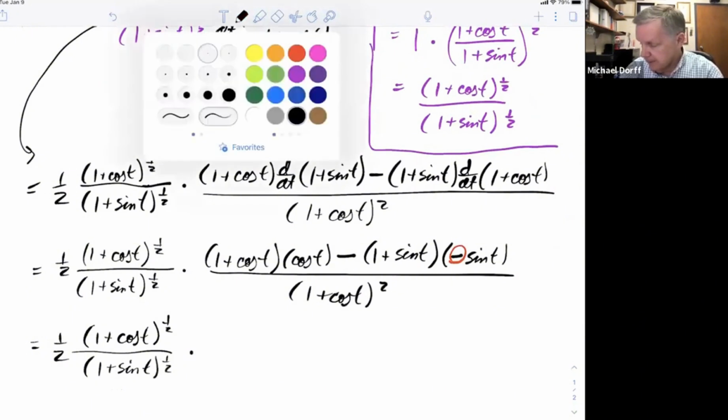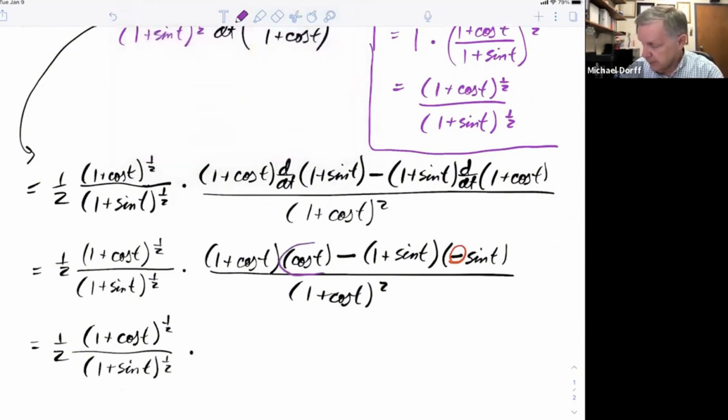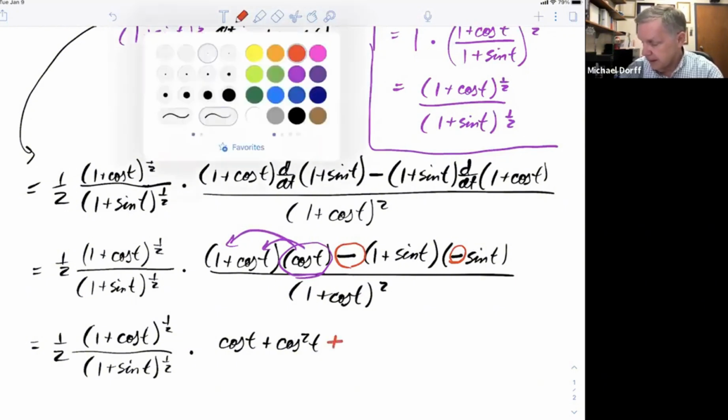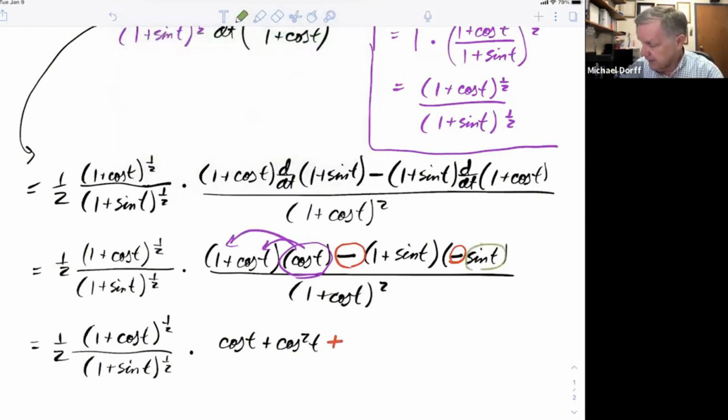Now on the right, I need to distribute this cosine t to both terms. So 1 times cosine t is going to give me a cosine t, plus a cosine t times a cosine t is going to give me a cosine squared t. Then remember that I've got a minus and a minus, so those are all going to give me a plus there. And also I'm going to distribute the sine t, both parts. So 1 times sine t is going to give me a sine t, and then I'm going to get plus a sine squared t because I have a sine times a sine.